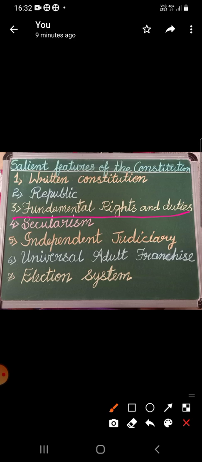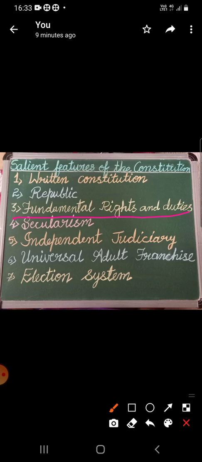In case of violation of fundamental rights, the judiciary has the power to rectify it. And citizens cannot exercise their rights as per their whims and fancies. For example, while explaining the fundamental rights one by one, I'll tell you, children, how they cannot exercise them as per their whims and fancies.